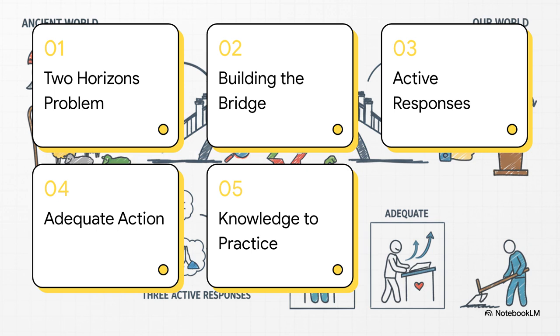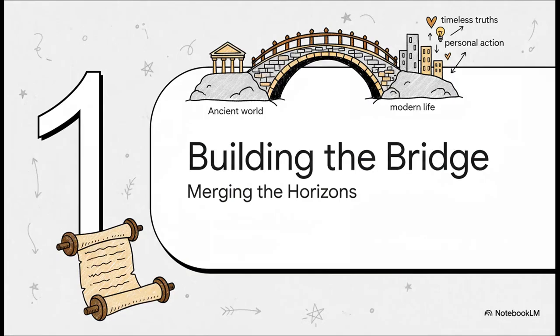So, in this explainer, we're going to walk through the actual blueprint for that bridge. We'll cover the problem, how to build the bridge itself, how to cross it, and what it looks like to get to the other side, ready for some real action. The source material for this has a fantastic name for this whole process. It's called Merging the Horizons. I love that, because it's not about ignoring their world or ours. It's about bringing them together to find one single, powerful meaning that works for us today.